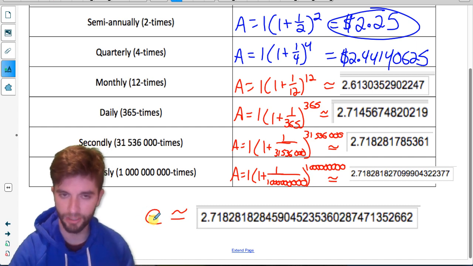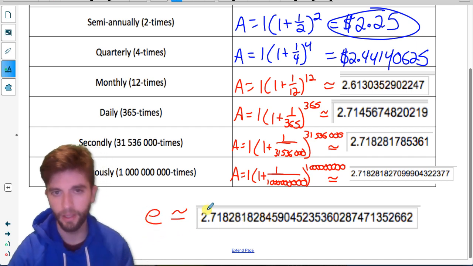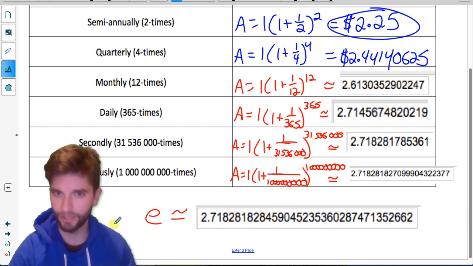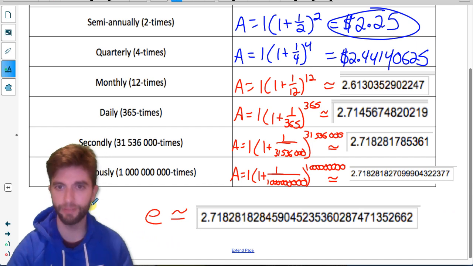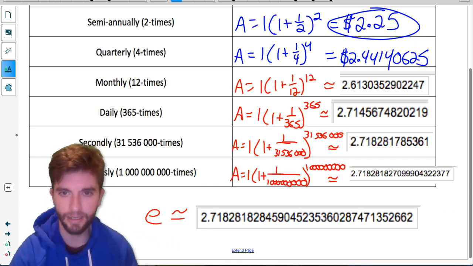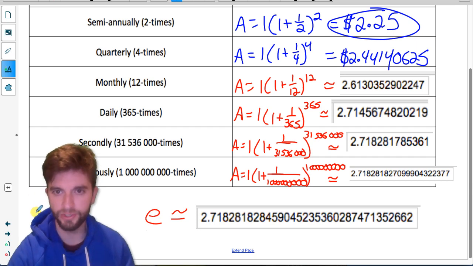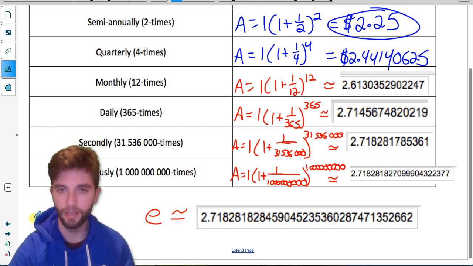That number it's approaching, we call it Euler's number, and it's about 2.718281828459, and it keeps going. It's an irrational number. It cannot be expressed as a fraction, just like pi. And this number has so many uses, and it's so commonly used that it has its own button on a calculator that we can use its approximate value whenever we want.